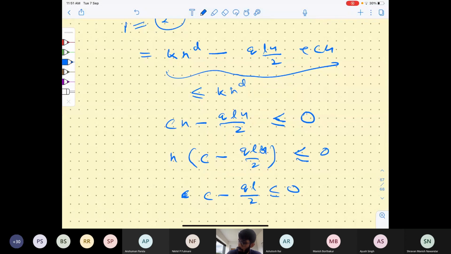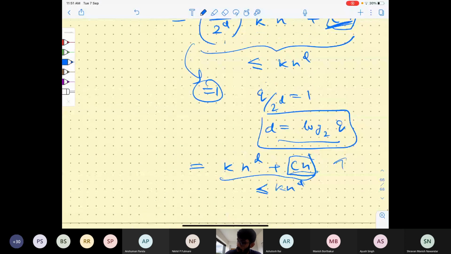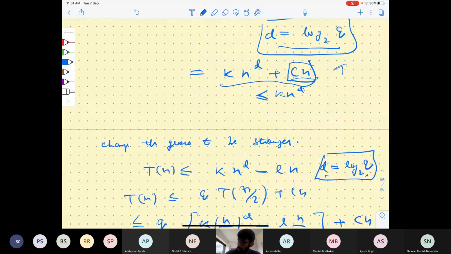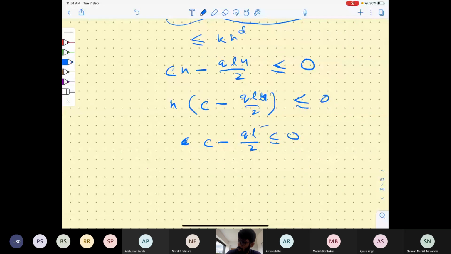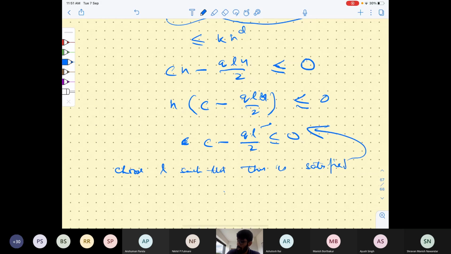So we can choose the l because l was our guess. This l is our guess. So we choose l such that this is satisfied. Basically, we'll get l greater than or equal to some 2C over q minus 2.